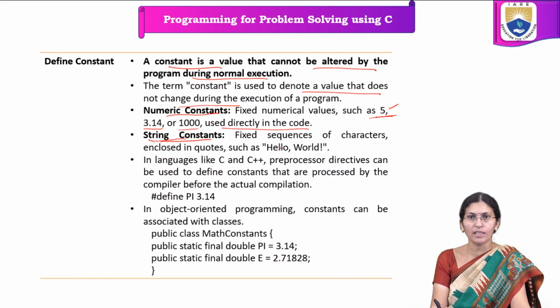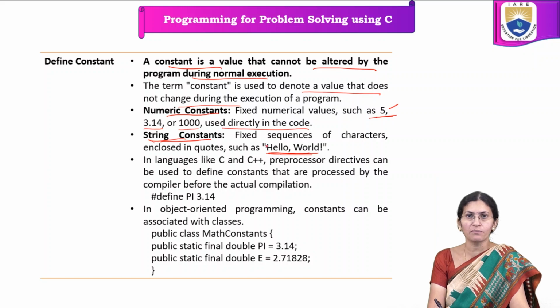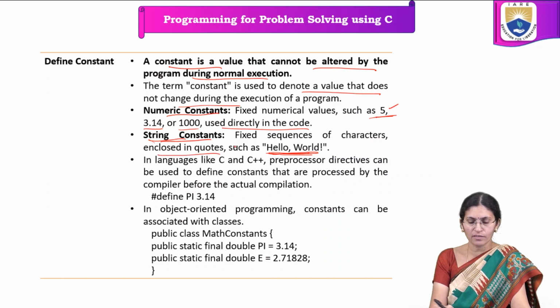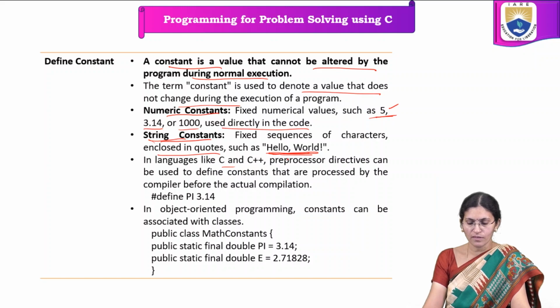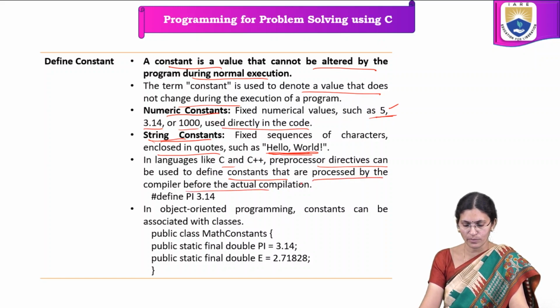To an array of characters, we can assign a string constant. This is a string constant, which is enclosed in double quotes. In the C programming language, anything enclosed in double quotes becomes a string constant, that is, fixed sequences of characters enclosed in quotes. In languages like C and C++, preprocessor directives can also be used to define constants, which are processed by the compiler before the actual compilation.